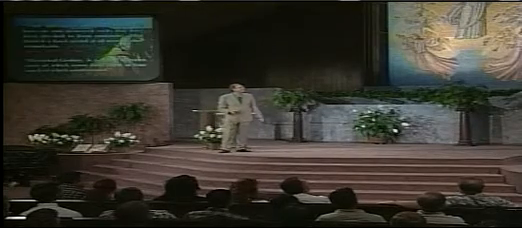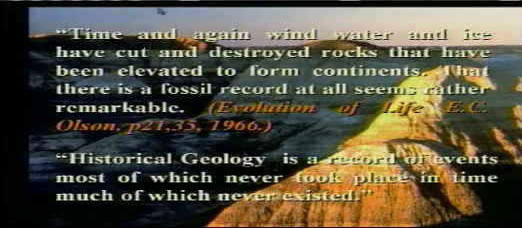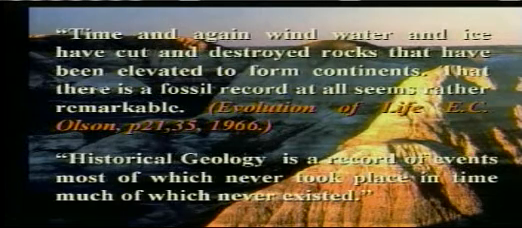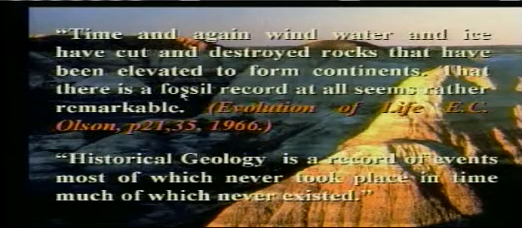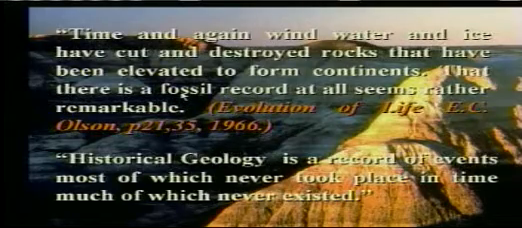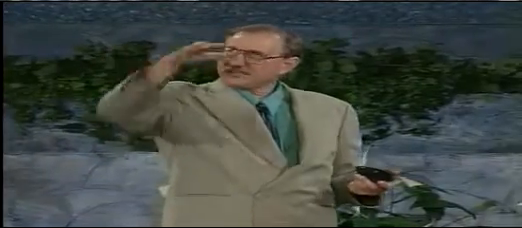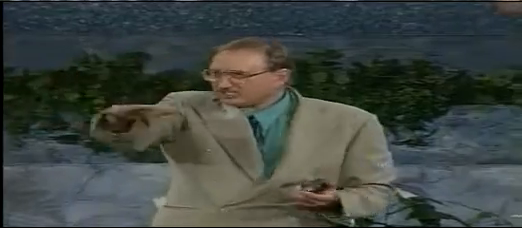But those insects which have straight wings and those which have folded wings occur in the fossil record at the same time. Evolution of Life by Olson says, time and again, wind, water, and ice have cut and destroyed rocks that have been elevated to form continents. That there is a fossil record at all seems rather remarkable. Imagine now, you are lifting up a continent and you are rubbing out the top. Eventually, you will have rubbed out all the layers, is that right? And you should come to the bottom.